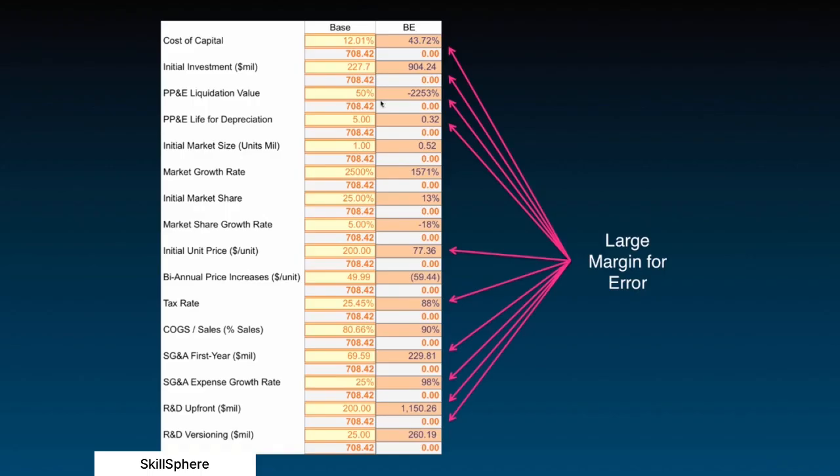Take a look at the PPE liquidation value here. I'm assuming I'm getting 50 cents on the dollar when I liquidate all of my plant and equipment at the end of the 5 years. It would take a loss of 2,253% before this thing turned negative NPV. I'd have to be dealing with some kind of nuclear waste, something like that. But that's not the case here. Similarly, the initial unit price, unless we're going to price this thing at just over $77 per unit, this project is positive NPV.